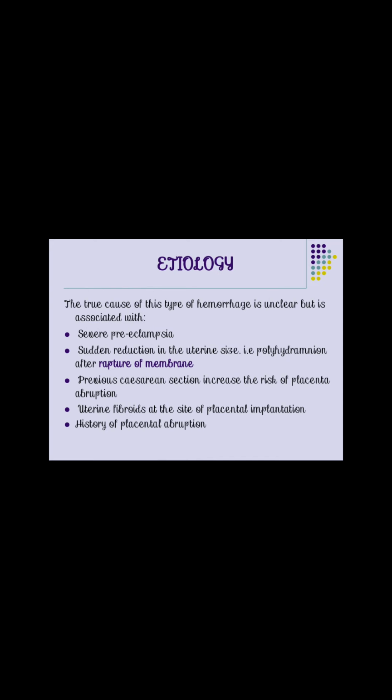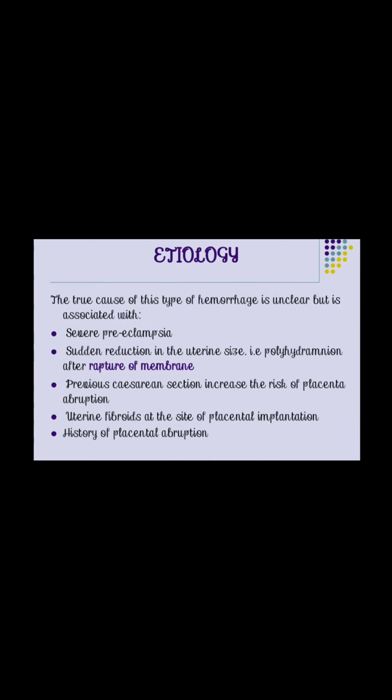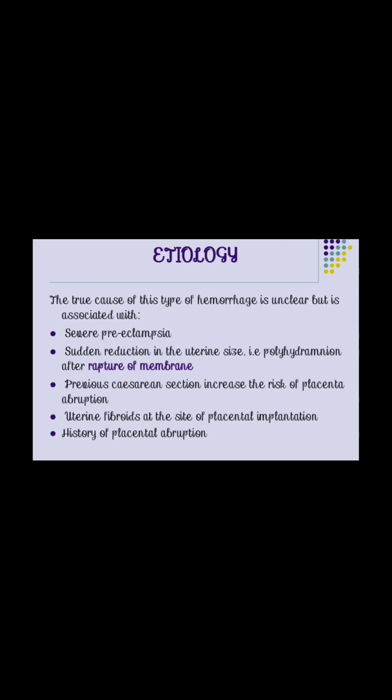Etiologies kama tulivyoona kwenye objectives zetu, etiologies or risk factors for placenta abruption. The true cause of this type of hemorrhage is unclear but is associated with, kwamba hakuna visababishi vinavyojulikana, lakini vitu vyote vilivyoorodheshwa pale ndio vinazaniwa kuwa visababishi vya abruption placenta. Cha kwanza ni severe preeclampsia. Preeclampsia ni high blood pressure ambayo pia inakuwa accompanied with proteinuria, lakini pia generalized body edema.